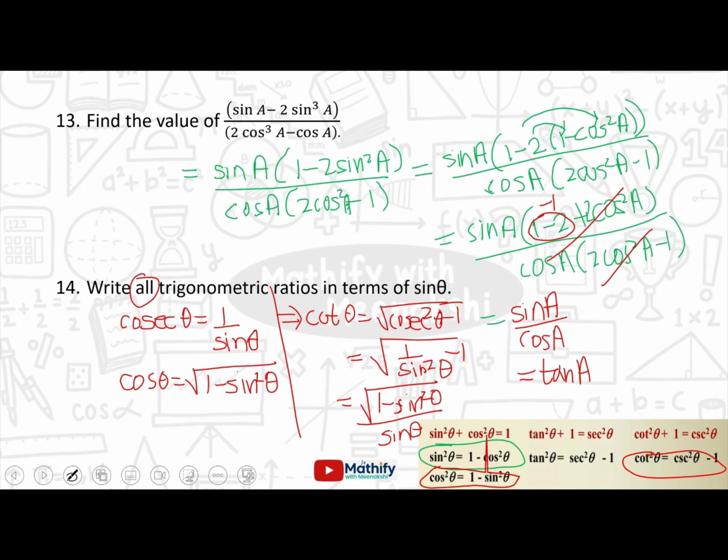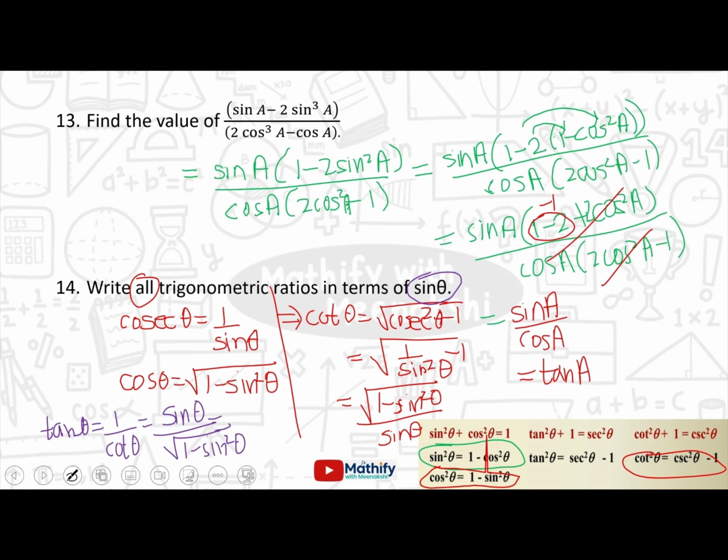Now if you know cot theta, you can write tan theta because tan theta is 1 by cot theta. Just do the reciprocal. You will get sine theta by 1 minus sine square theta. When they ask to write in terms of any trigonometric ratio, no need to rationalize. You can leave it here also.